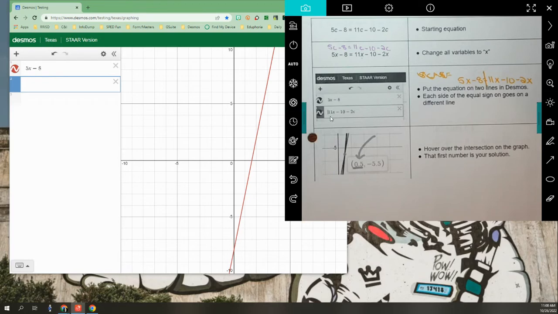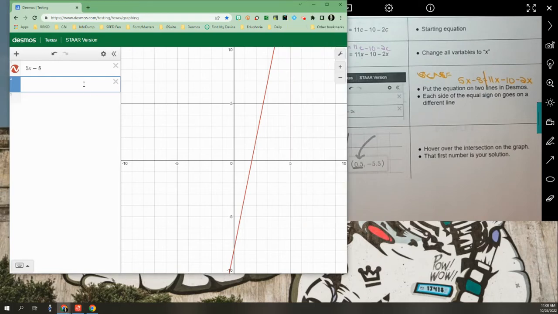Okay, so we have our 5x minus 8. And now we need our 11x minus 10 minus 2x. This little line right here is just, I had a cursor in there when I did a screenshot. So that line right there in front of that 11 is not going to be part of your equation. So you're going to have 11x minus 10 minus 2x.